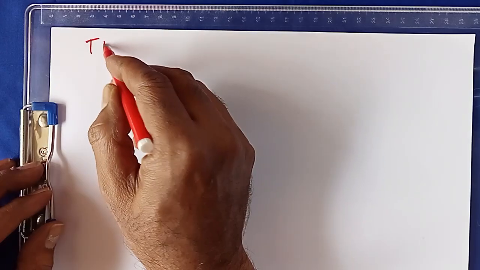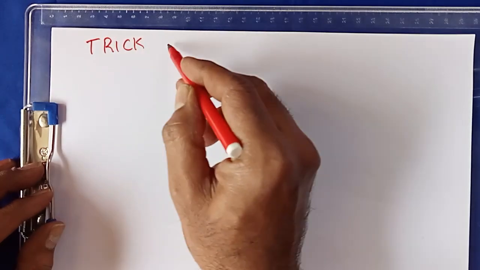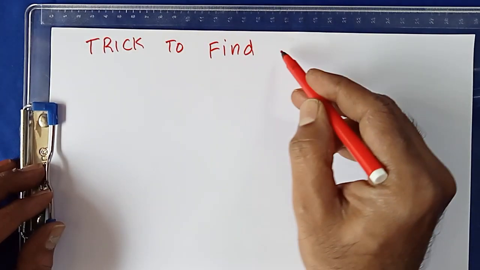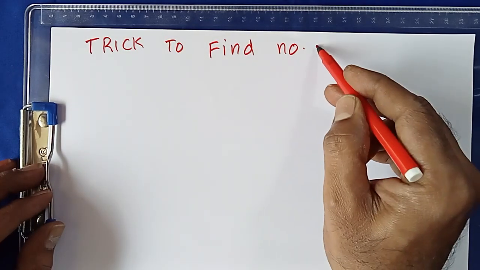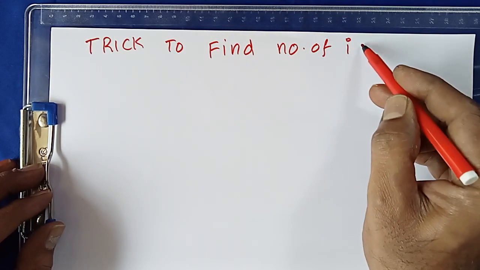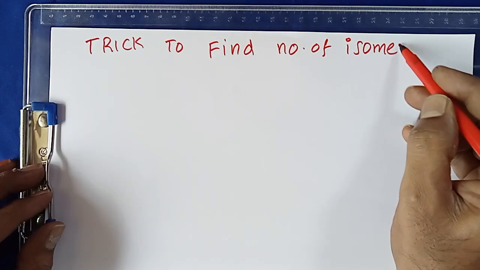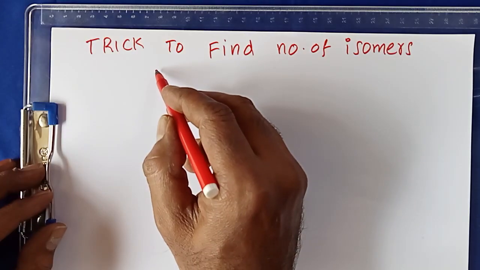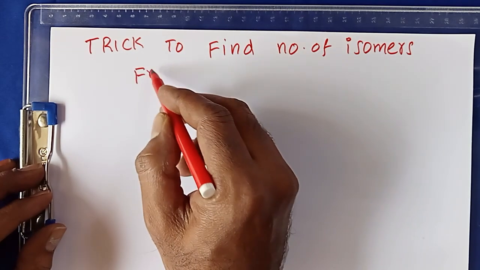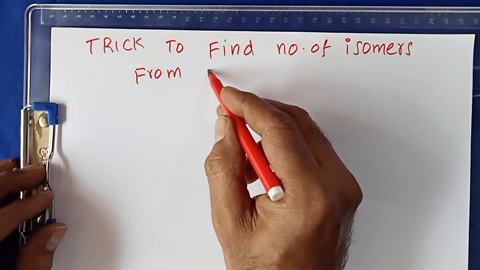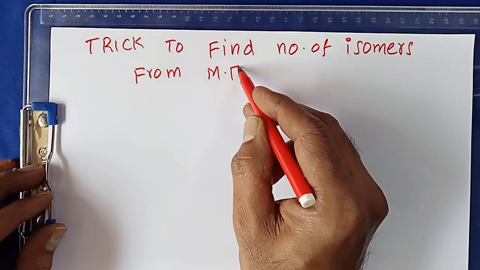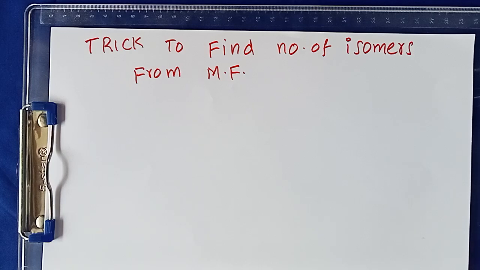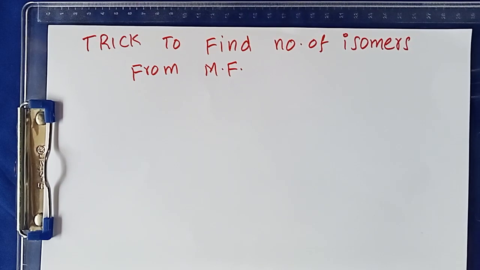Trick 2. Find the number of isomers from molecular formula. MF means what? Molecular formula. This is also very important.